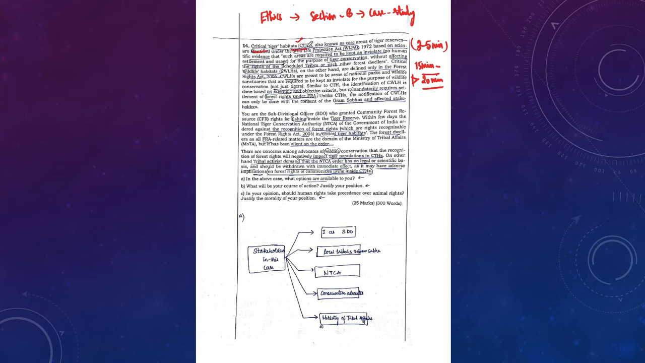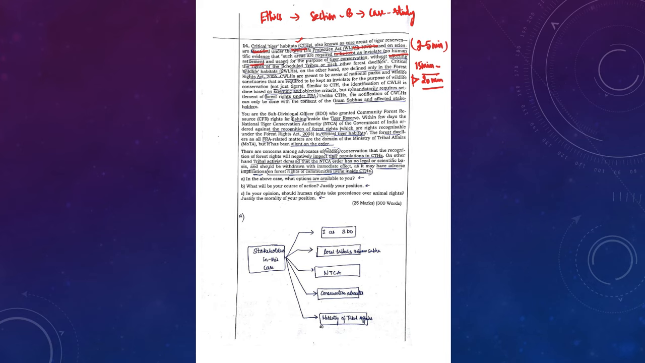Critical tiger habitats, also known as core areas of tiger reserves, are identified under the Wildlife Protection Act 1972 based upon scientific evidence that such areas are required to be kept as inviolate, which means no human settlement, and for the usage of tiger conservation.